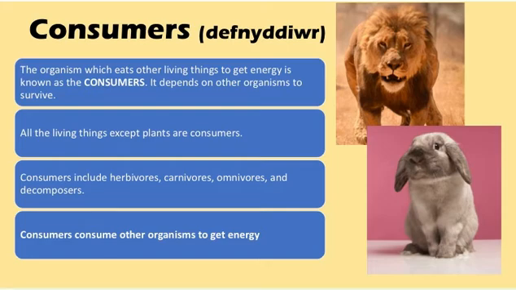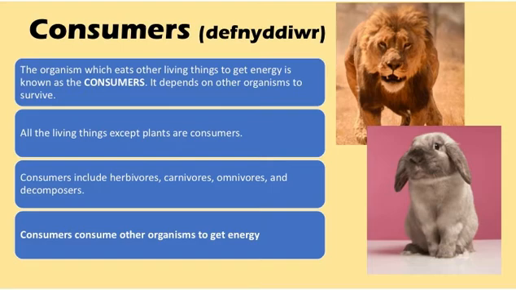On the other hand, consumers are organisms that eat other living things in order to get energy. So they have to consume something to get their energy in order to survive. So all living things except for plants, algae, and some bacteria that we just mentioned are consumers. So all living things are either a producer or a consumer. We just said what the producers are. Everything else will be a consumer.